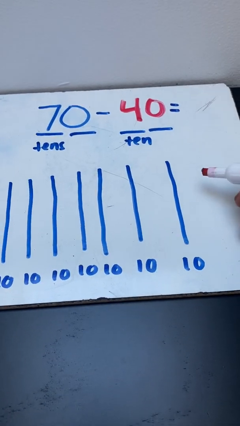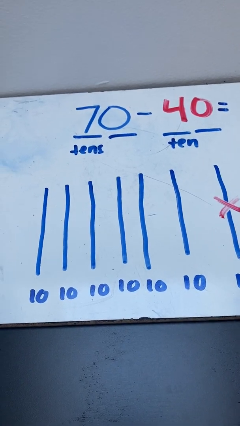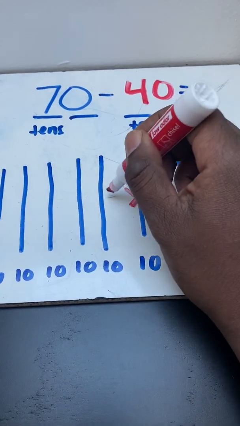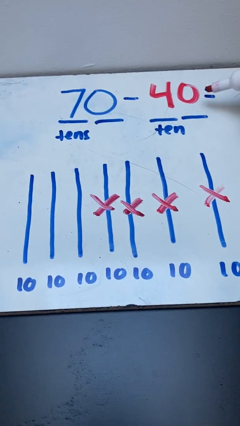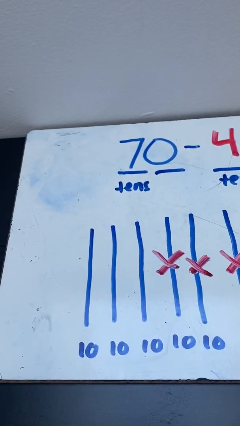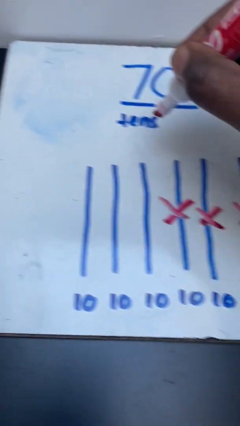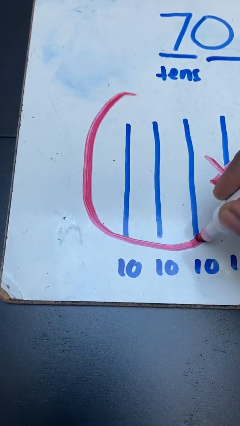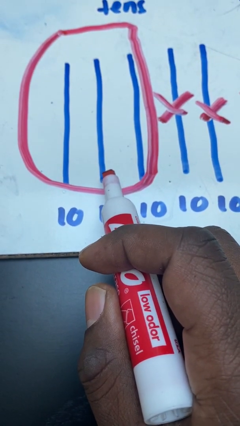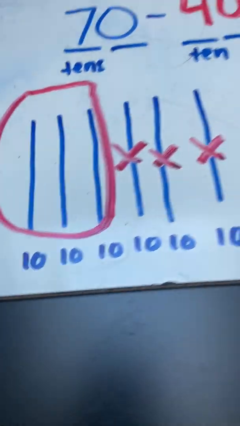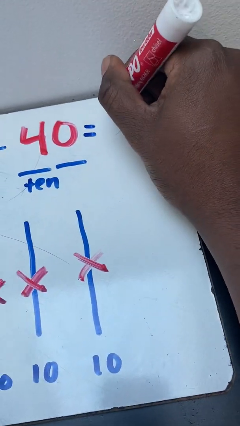Let's find out. All right, so how many tens? It says take away 4 tens. I'm going to take away 1, 2, 3, 4. I took away 4 tens, which is 40. 10, 20, 30, 40. I took away those 4 tens. And after I took away those tens, this is what I have left. This much. I have 10, 20, 30 left. 3 tens. 1, 2, 3 tens, or 30.